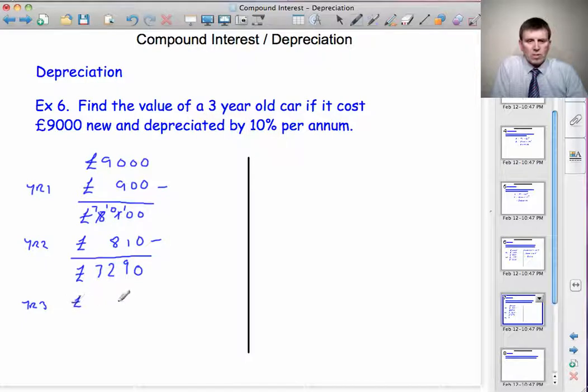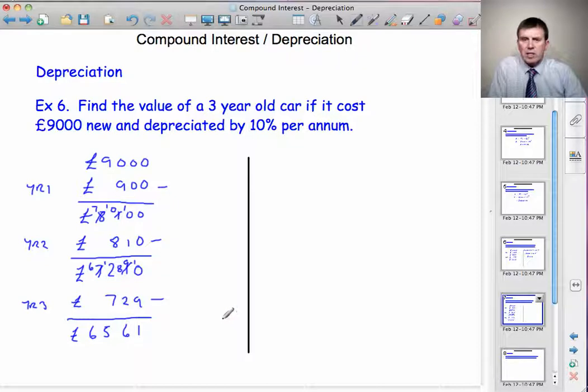is going to lose 10% of 7,290, which is 729. Take it away, we need to borrow one of those and leave 8. 10 take away 9 is 1. 8 take away 2 is 6. We need to borrow 1 from here. 12 take away 7 is 5. £6,561. And again, that's about as difficult as it could get on the non-calculator paper.